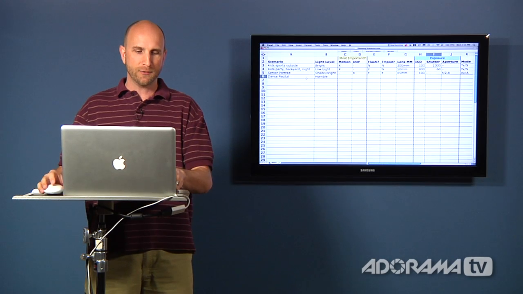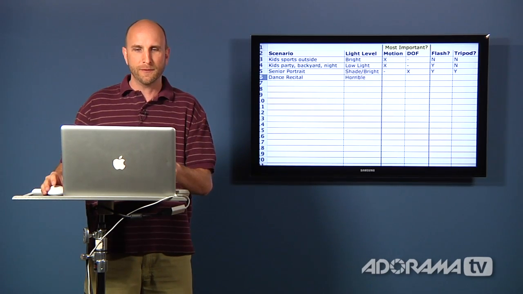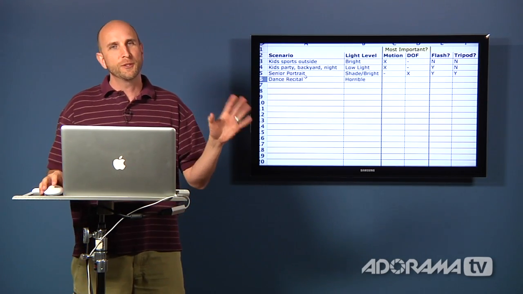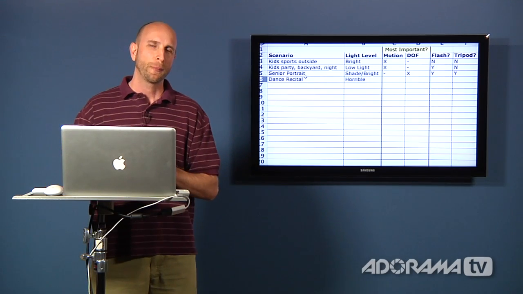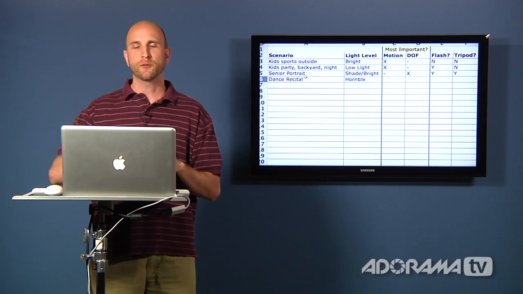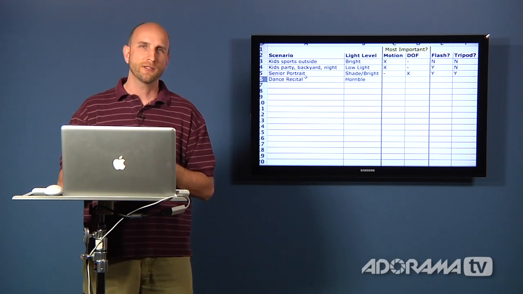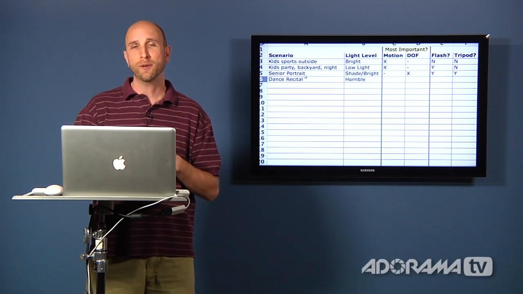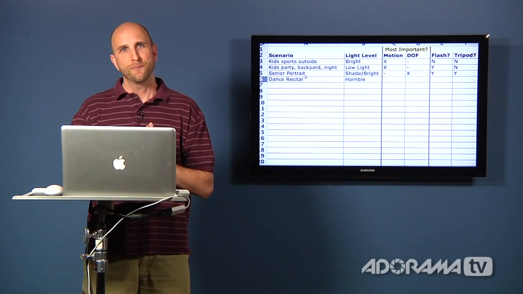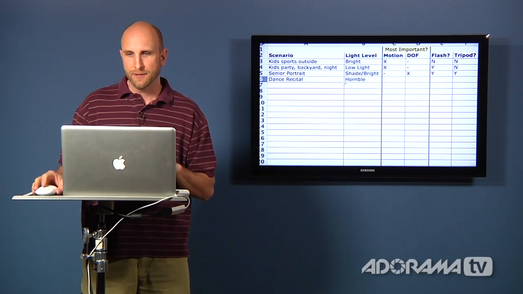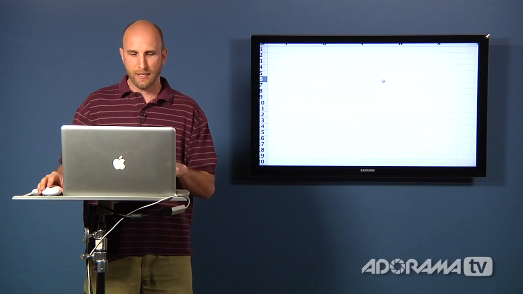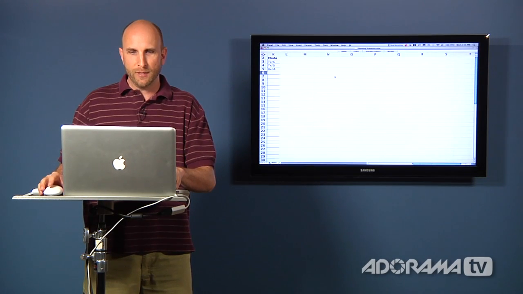So we have this dance recital, and in this fictitious scenario, we're shooting, let's say in a gymnasium, and it's really low light, and we're shooting from the very top of the bleachers, and they won't let us use a flash. We can't bring in a tripod, and we don't have a really nice lens. So what we're going to do over here is we're going to say, what equipment do we have?